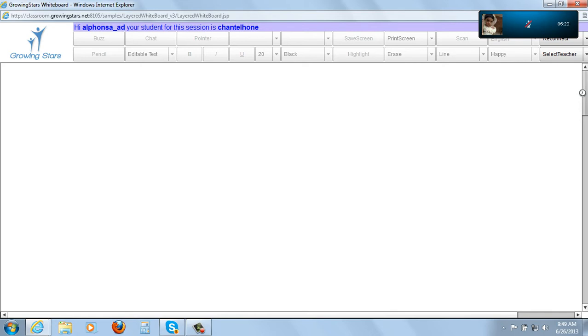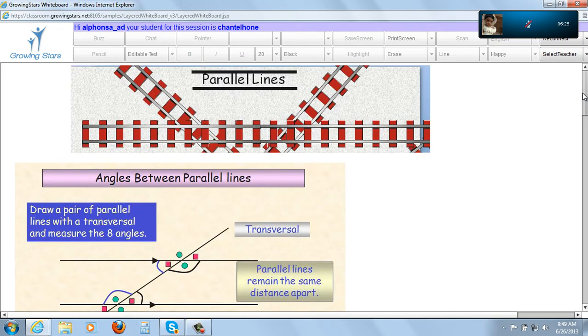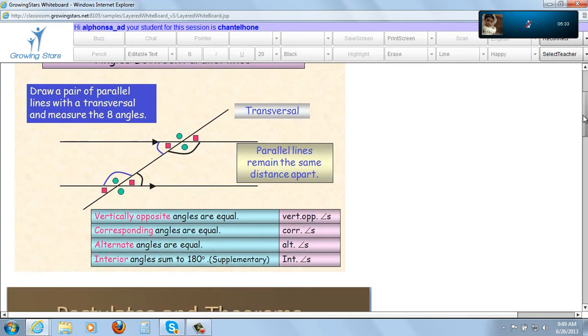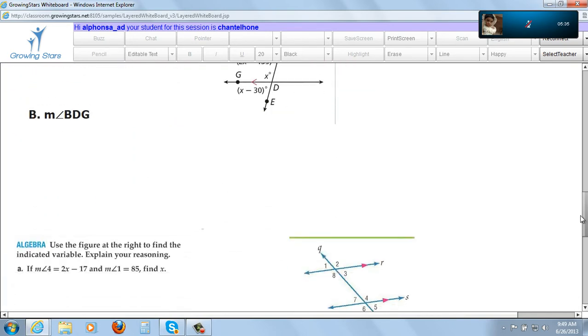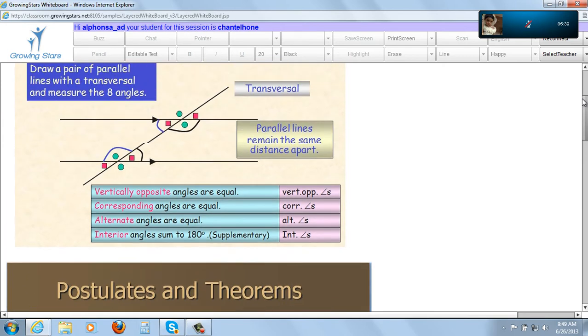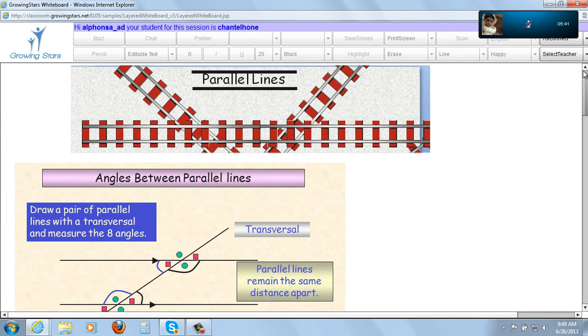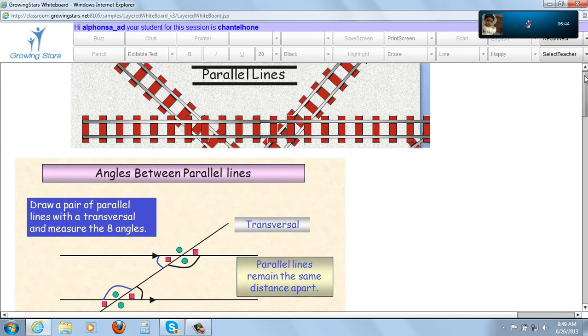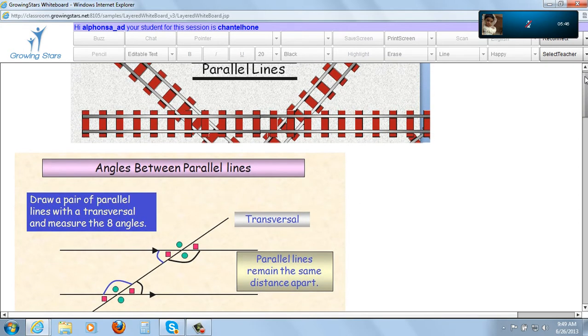Can you see the lesson? In the last lesson, we learned parallel lines, skew lines, transversal, and also the pairs of angles formed. Correct? Now, these angles have certain properties. So in this lesson, we will be discussing the different properties of the angle pairs.